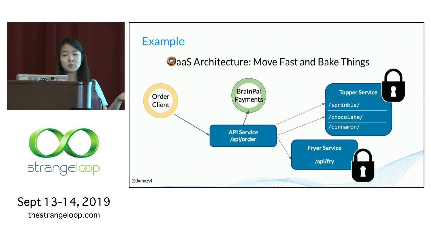So the architecture that I've set up today, it's a little fun startup that I have, Donut as a Service. Move fast and bake things. It's a really simple web app I wrote in Go. It has a donut client that orders donuts in the background. It generates all these orders for different flavors of donut. And then I have a donut server that serves these orders, sends them to the payment service, makes sure that they're paying me for my service, and then goes through the fryer service and the topper service. Both of these are serial.